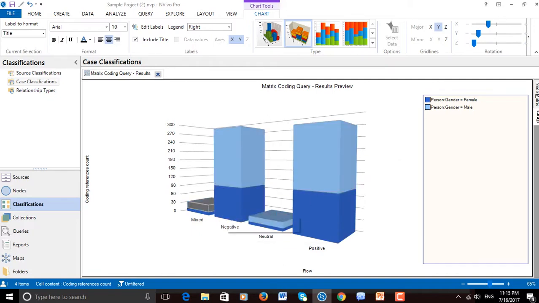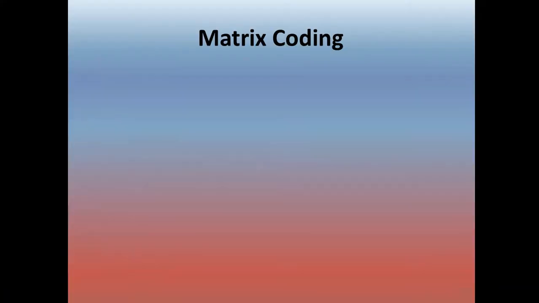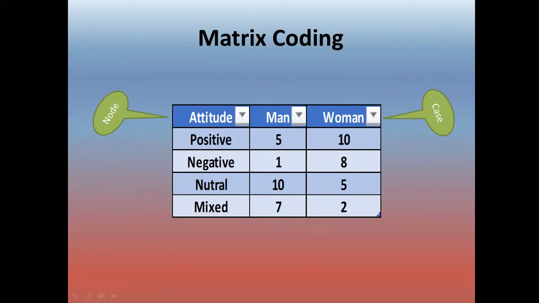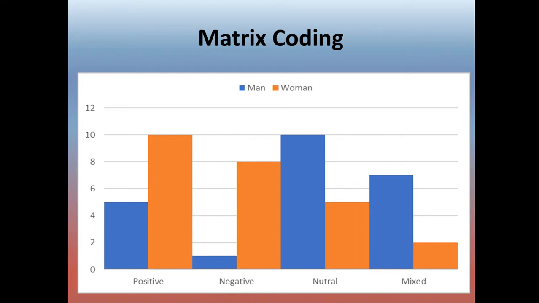So this video explained to you what is meant by matrix coding, and how matrix coding could illustrate for me in a table display and in a chart display, how to create 2 axes, X and Y, from my nodes and from the cases. You can create it from any object that you could create in your data.